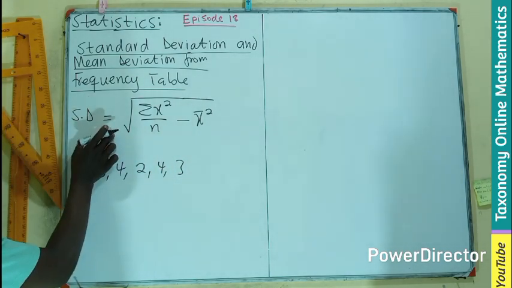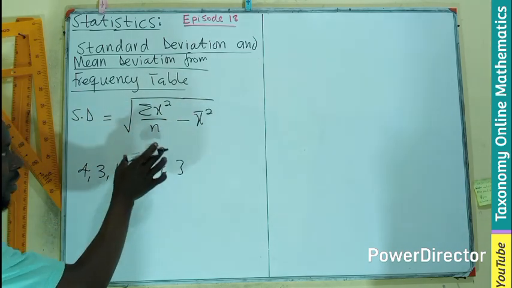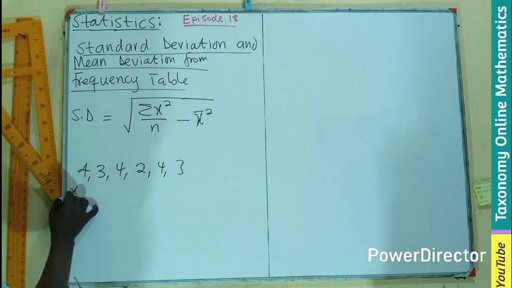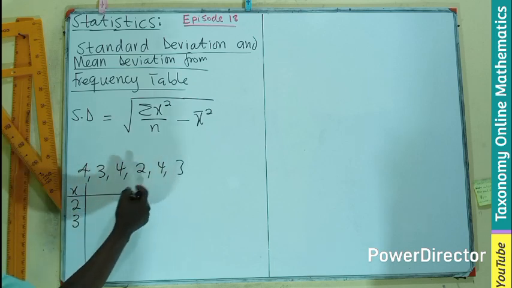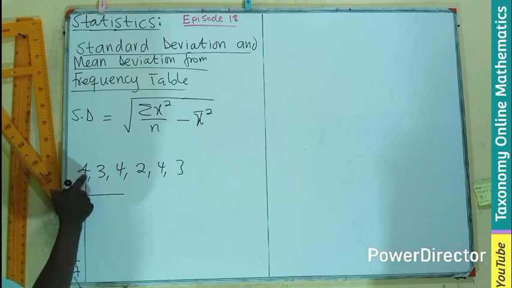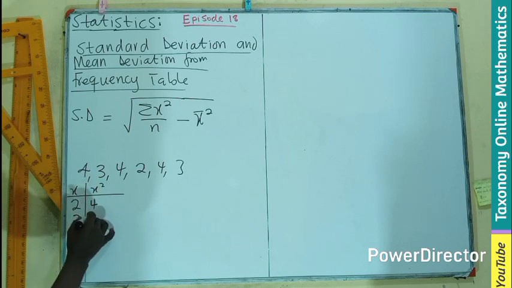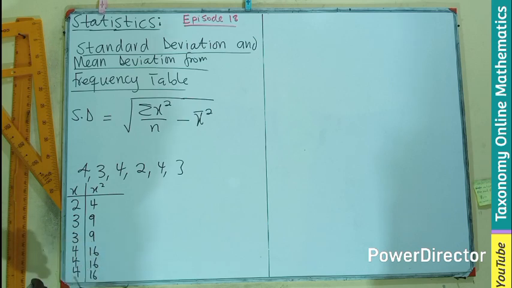In finding standard deviation, what we learned is that we first find the mean. We have our x values, picking from the smallest: 2, 3, 3, 4, 4, 4. That is six values. Then we square each of them. The squares are 4, 9, 9, 16, 16, 16.